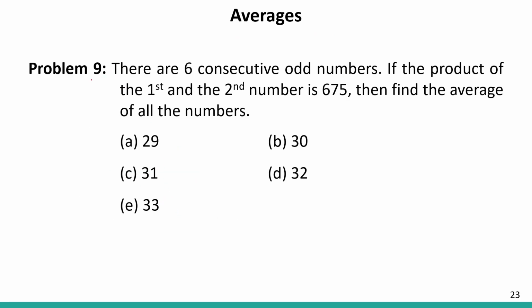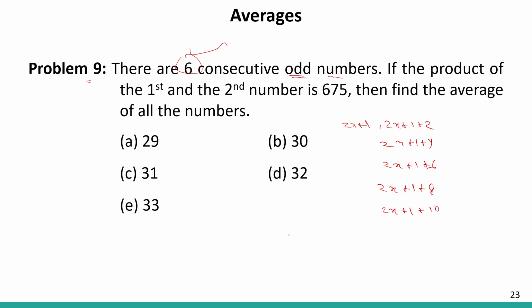Let's go forward with problem number 9. There are 6 consecutive odd numbers. We have already learned how to get 6 consecutive odd numbers. It will be 2x plus 1, 2x plus 1 plus 2, 2x plus 1 plus 4, 2x plus 1 plus 6, 2x plus 1 plus 8. So it will be 1, 2, 3, 4, 5. And another one, 2x plus 1 plus 10.